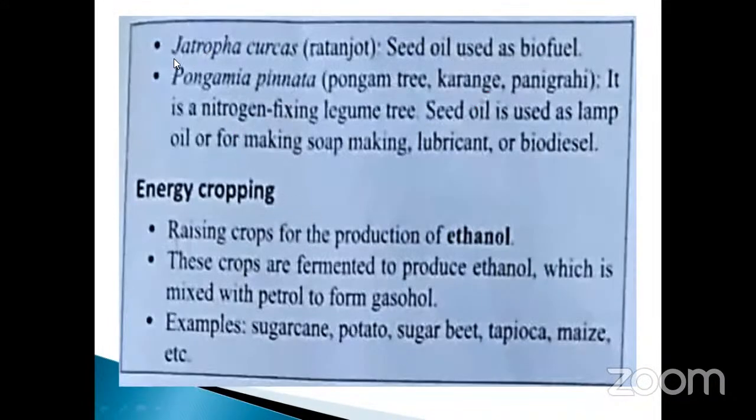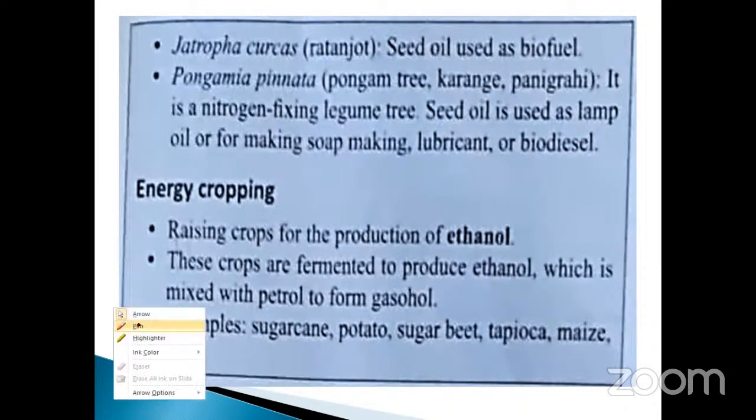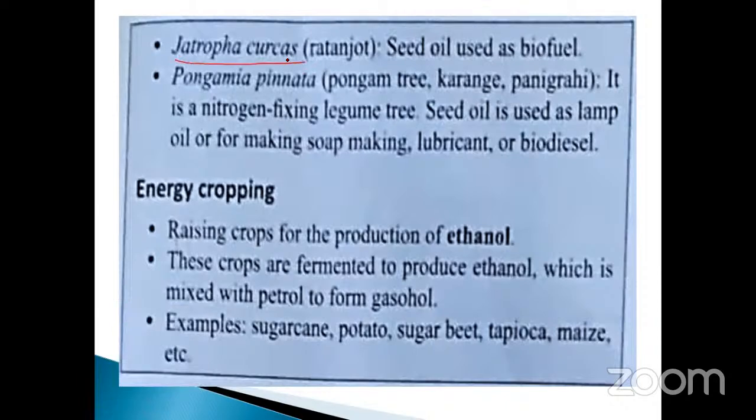Jatropha curcas. This is also another important one. Jatropha curcas. In Tamil we may call it kattamanakku. Seed oils are used as a biofuel. Already I told you, this is very, very important. Many times they have asked the question on this point.